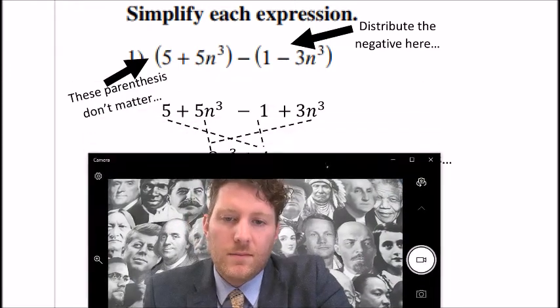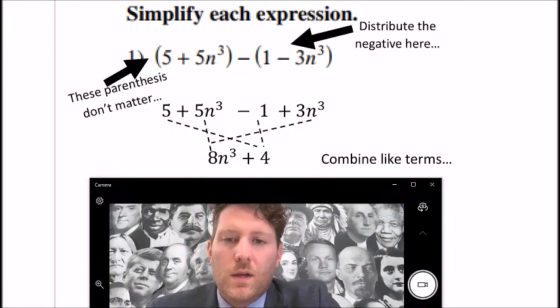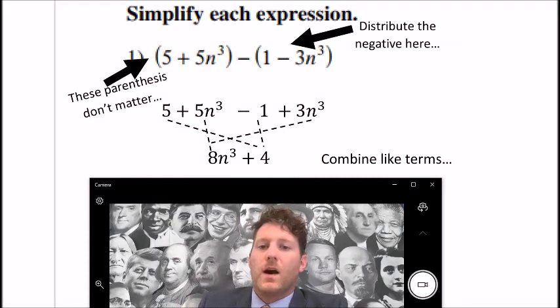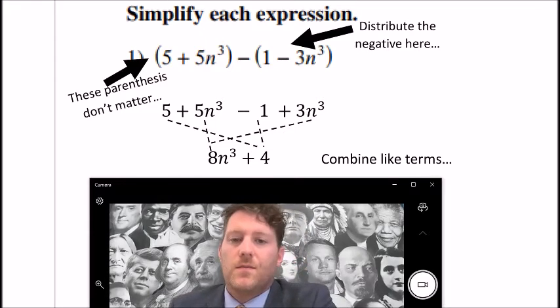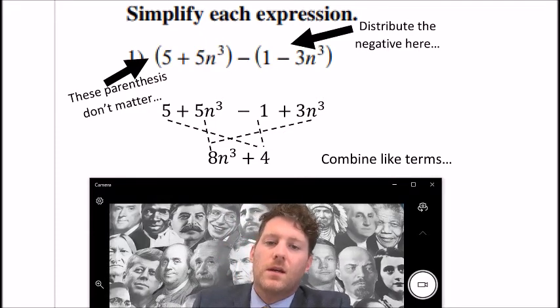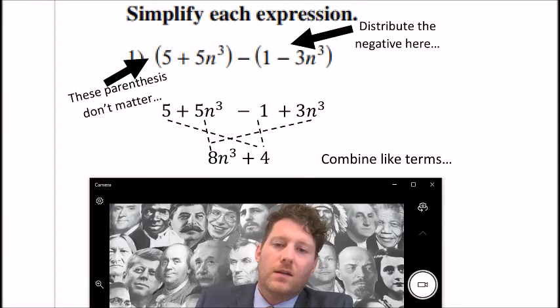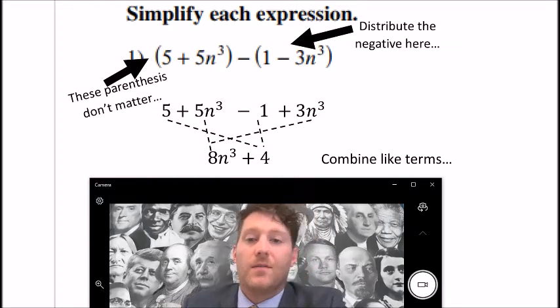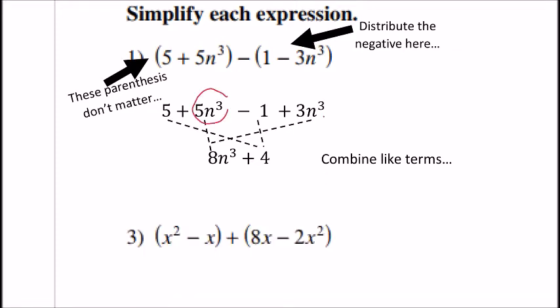Let's pull that down. So when we look at this, 5 plus 5n cubed minus 1 plus 3n cubed. Those are going to combine together. And we are able to combine the 5n cubed because we also have another n cubed there: 5n cubed, 3n cubed, 8n cubed. Then we take this 5 here and this negative 1 here, and we get a 4.